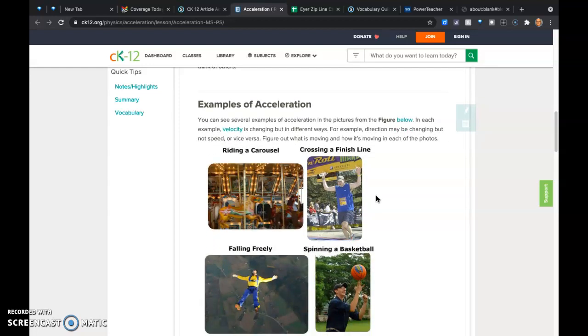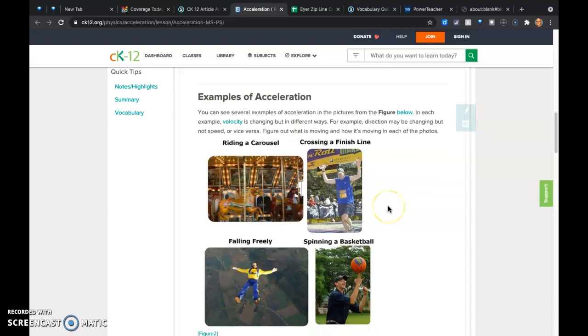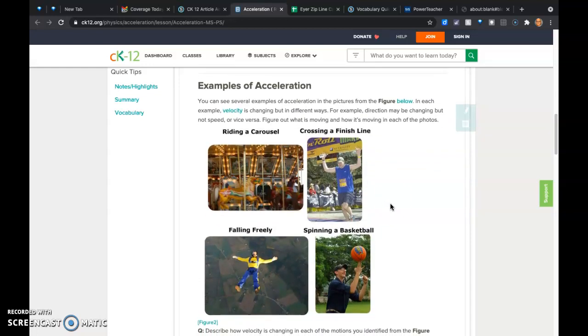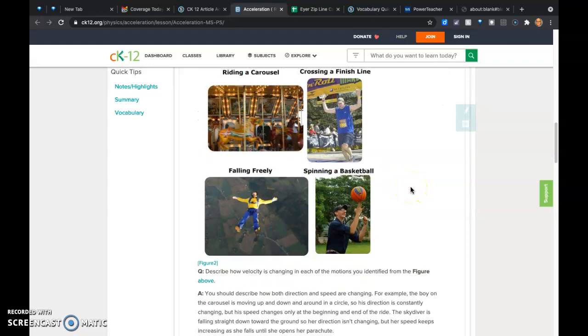Examples of acceleration. You can see several examples of acceleration in the pictures from the figure below. In each example, velocity is changing but in different ways. For example, direction may be changing but not speed, or vice versa. Figure out what is moving and how it's moving in each of these photos. Riding a carousel, crossing a finish line, falling freely, or spinning a basketball.